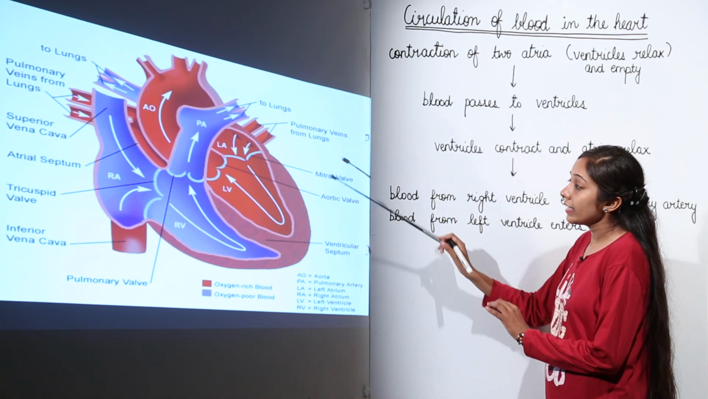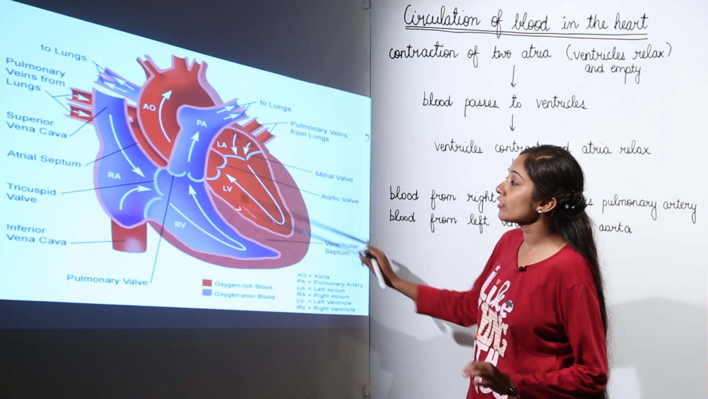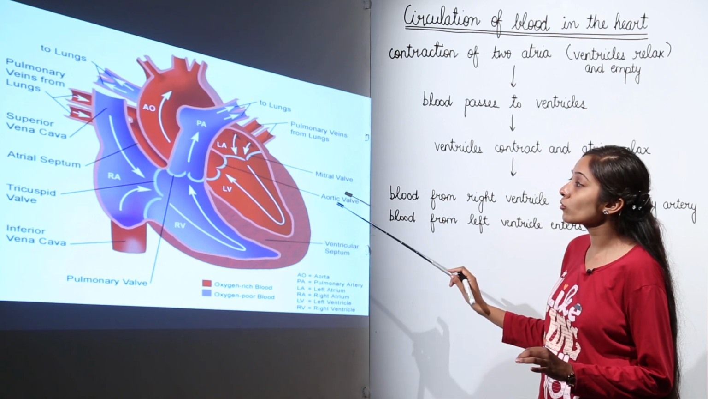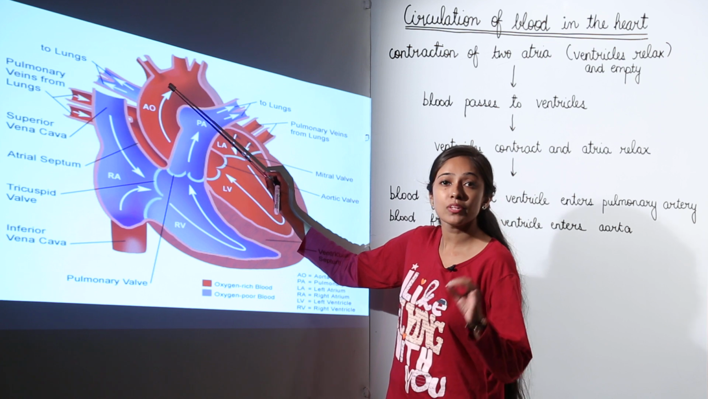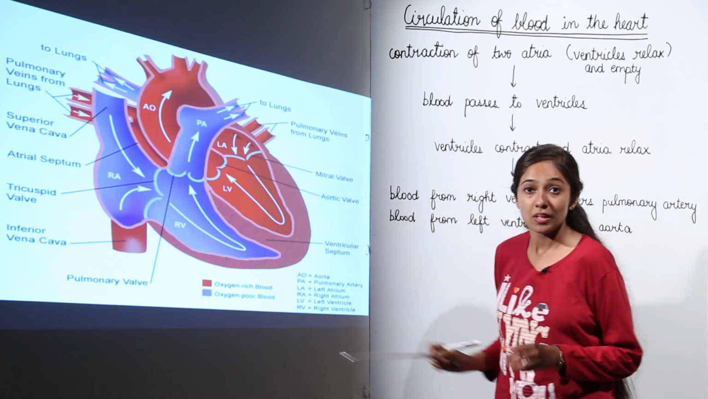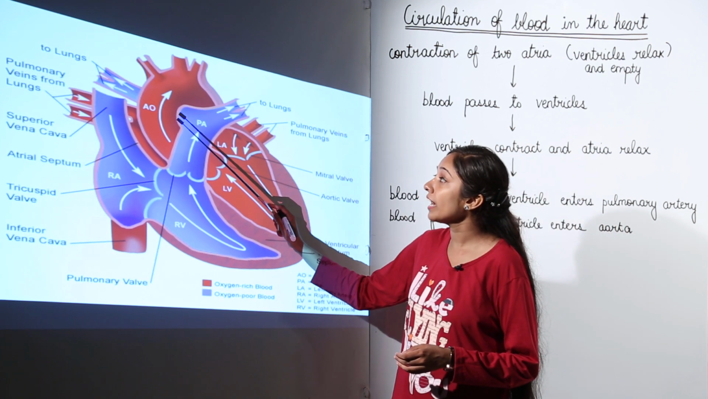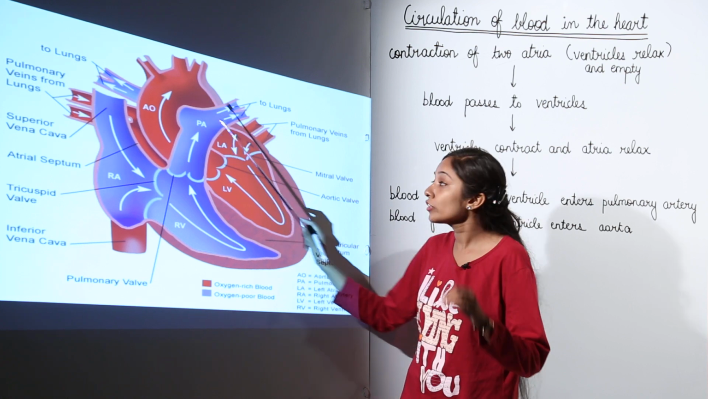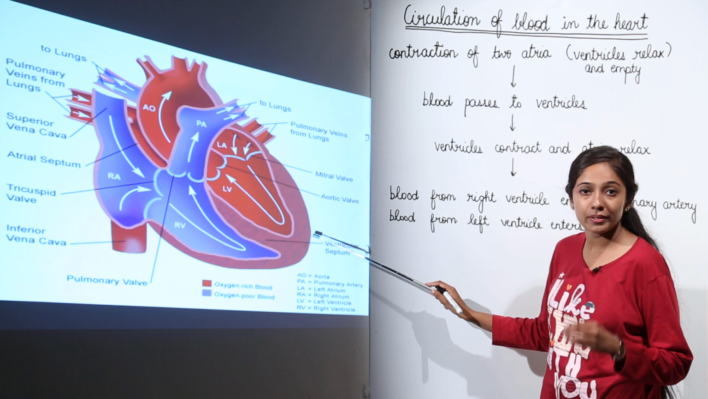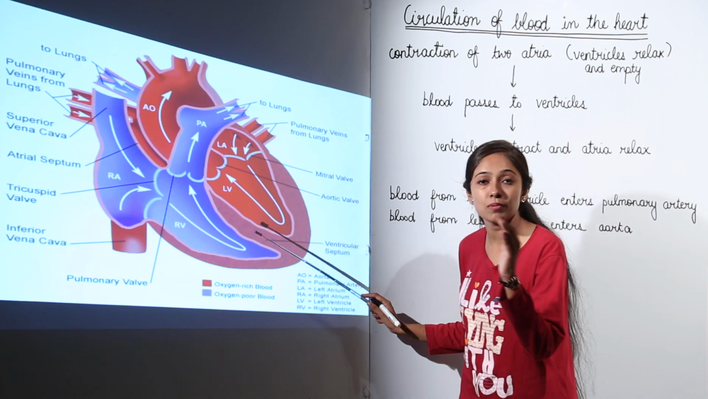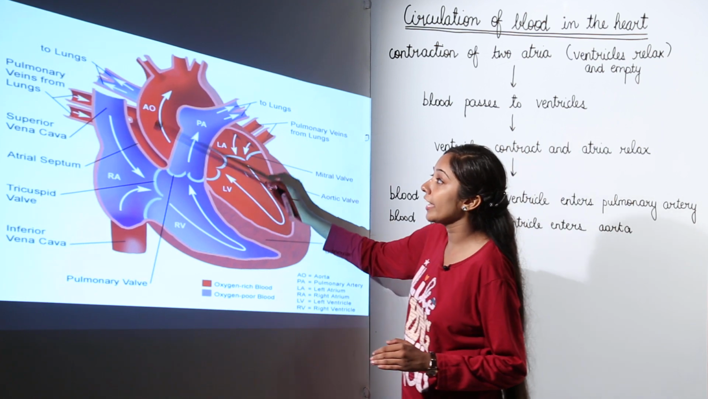So, in case of the left side of the heart, the blood is going to go to the aorta and from the aorta to all the body parts. So, which kind of blood is it going to carry? The oxygenated blood. So, you can see that is why we have shown the left side of the heart as red in color, because it is going to carry the oxygenated blood to all the body parts through the aorta.